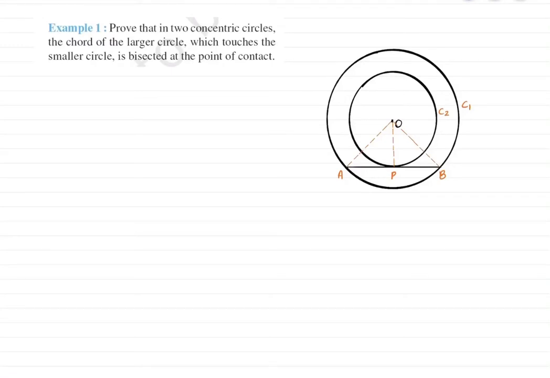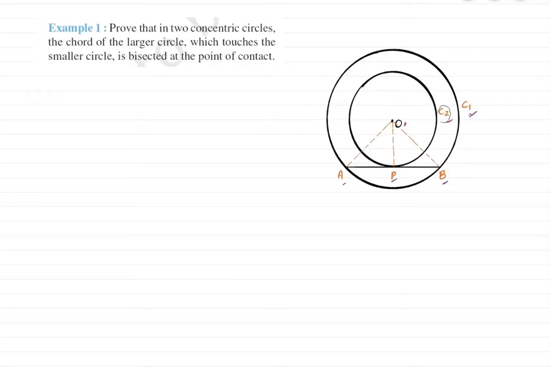Now I've already created the diagram and I'll just walk you through how I made it. So we have to prove that in two concentric circles. So basically, concentric circles are circles that have a common center. So we have two circles, C1 and C2, that have the same common center O. The chord of the larger circle, and as you can see, I've already made the chord AB. It is a chord of the larger circle C1, right, which touches the smaller circle. This chord AB touches the smaller circle, right?